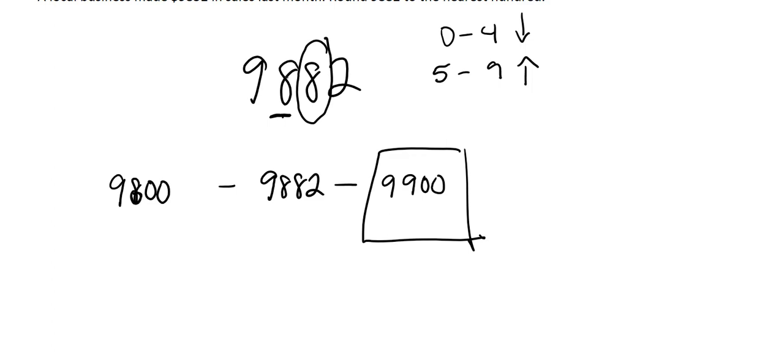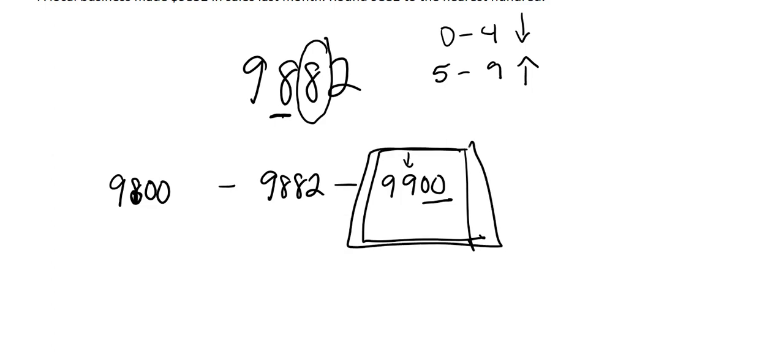And so what happens then is that this 100 is going to change to the 9. We rounded up, and then everything after is just zeros. So notice the tens and the ones place is just zeros. So 9,900 is our solution.